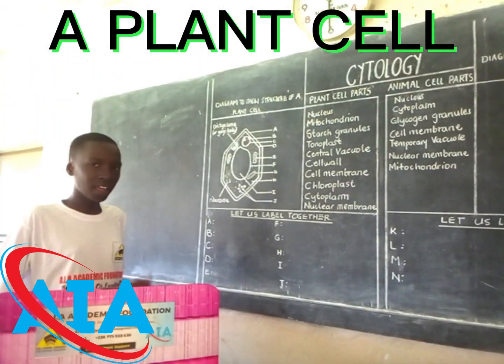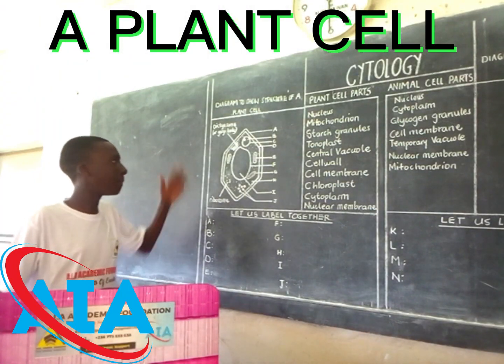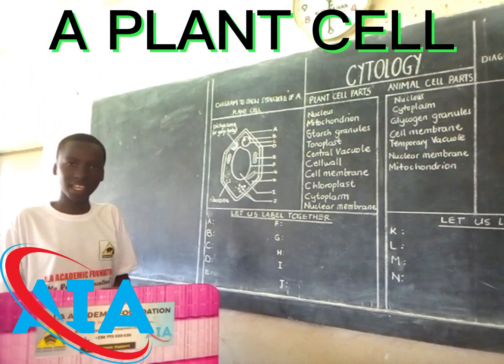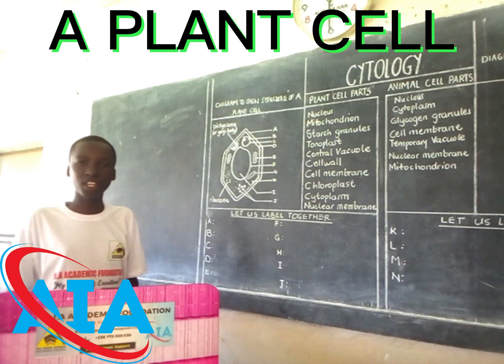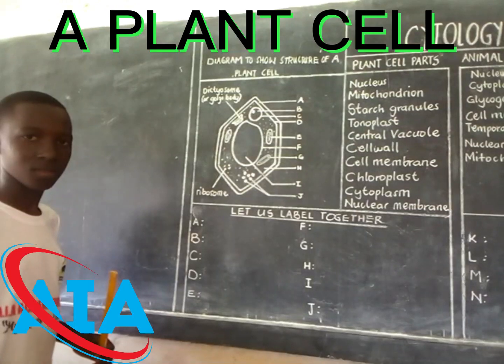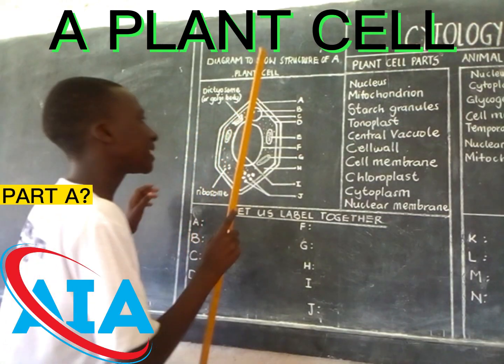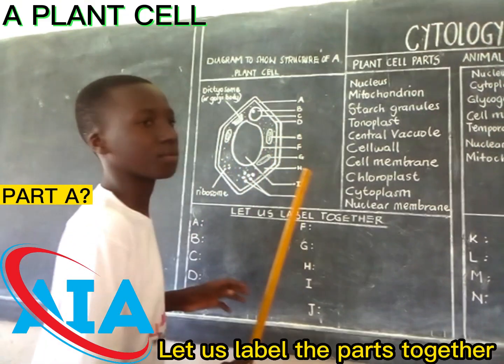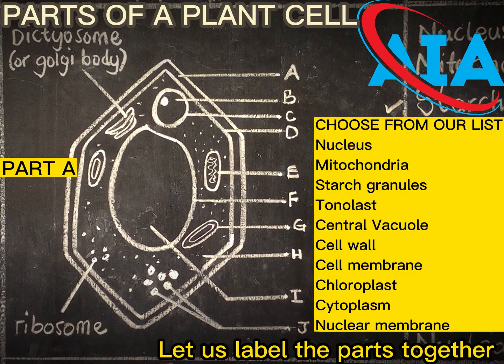So we are going to label the plant cell, but each time, pause the video and try to label by yourself. What is part A from our list? Part A is the cell wall. What is part B from our list? Part B is the nucleus.